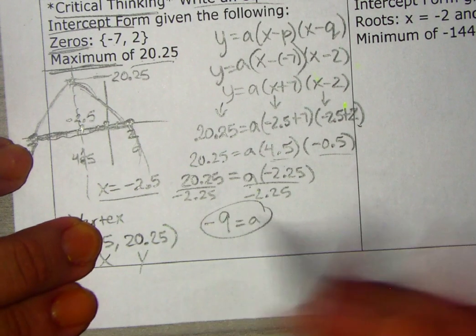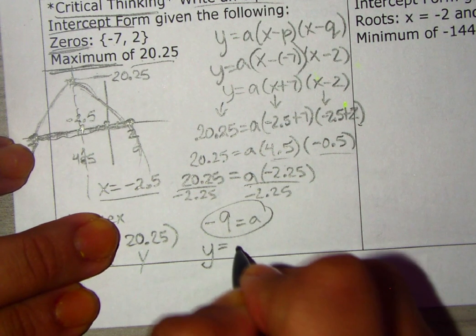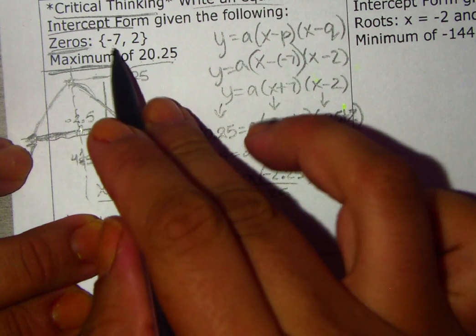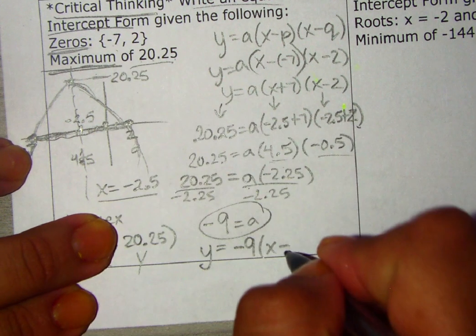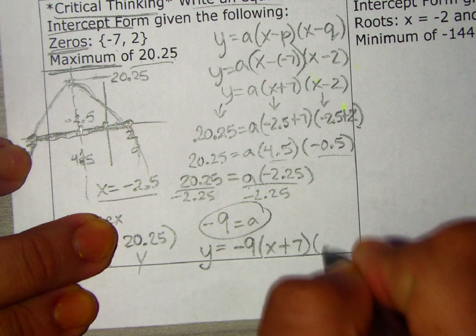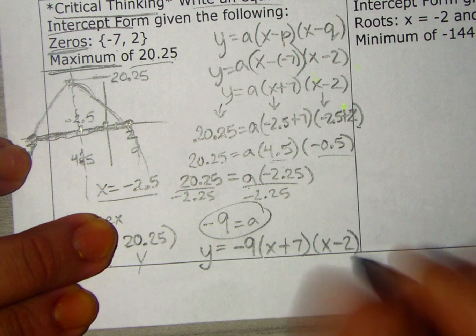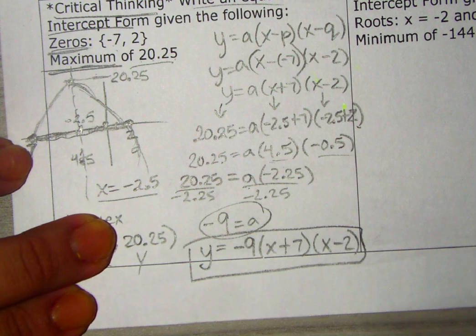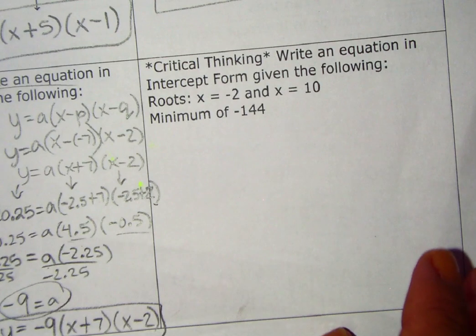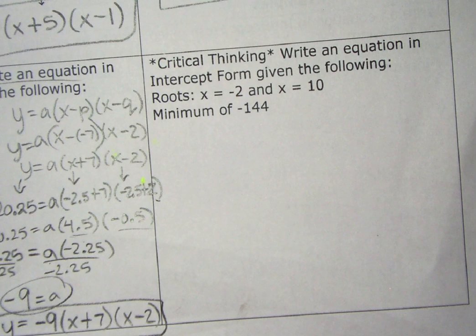Negative 9. So if a is negative 9, our equation will be y equals negative 9 x minus the negative 7. So that's negative minus negative, which is plus 7, and then x minus 2. So that creates that equation. All right, so pause the video and see if you can try this other critical thinking example, and then continue the video when you're ready.